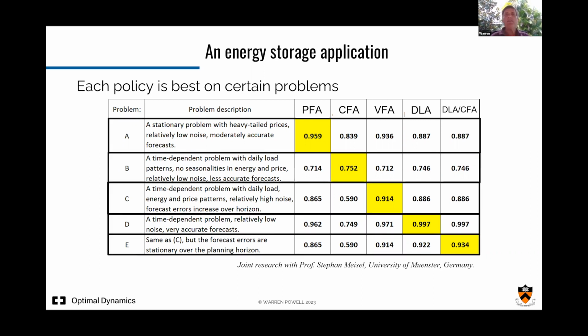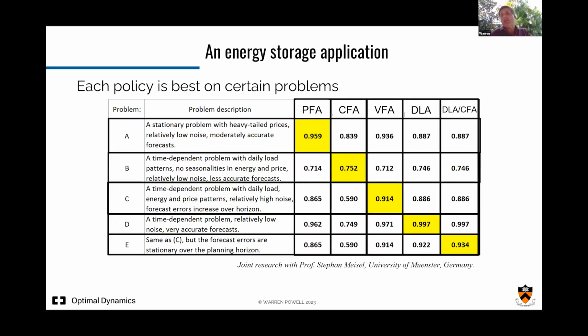And so we had 5 different problems, and we were tuning it so that we could bring out the strengths of each of the 4 classes of policies and the hybrid. And so we made each of these 5 problems such that for each of these 5 problems, one of the 5 policies worked best.